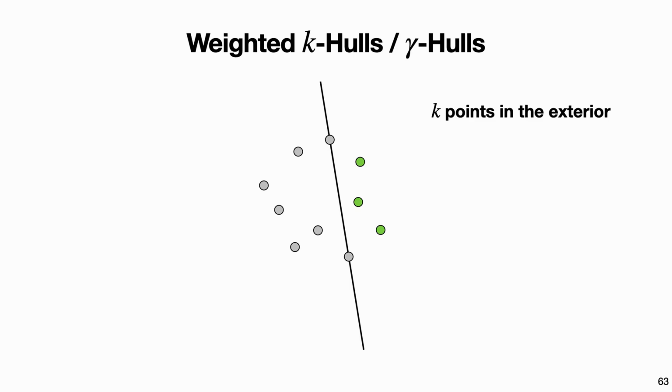We can do this in the following way. Previously we always defined the dividers to have k points in their exterior. But we can also redefine this by assigning a weight of 1 to each of the points. We can say that the sum over the exterior points should be smaller than or equal to k. And now that we have weights per point that are 1, we can also replace them by some positive scalar value. And then we get a new definition of these half spaces we want to find.